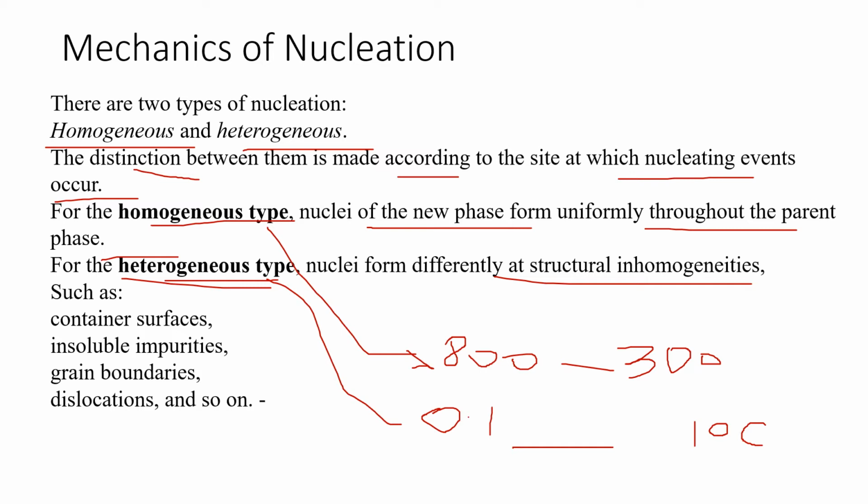Here we begin by discussing homogeneous nucleation because its description and theory are simpler to treat, and later on we will discuss the heterogeneous type. The principles are then extended to the discussion of the heterogeneous type. Maybe we will discuss it in the next lecture, but first we will discuss the mechanism of nucleation formation for the homogeneous type.